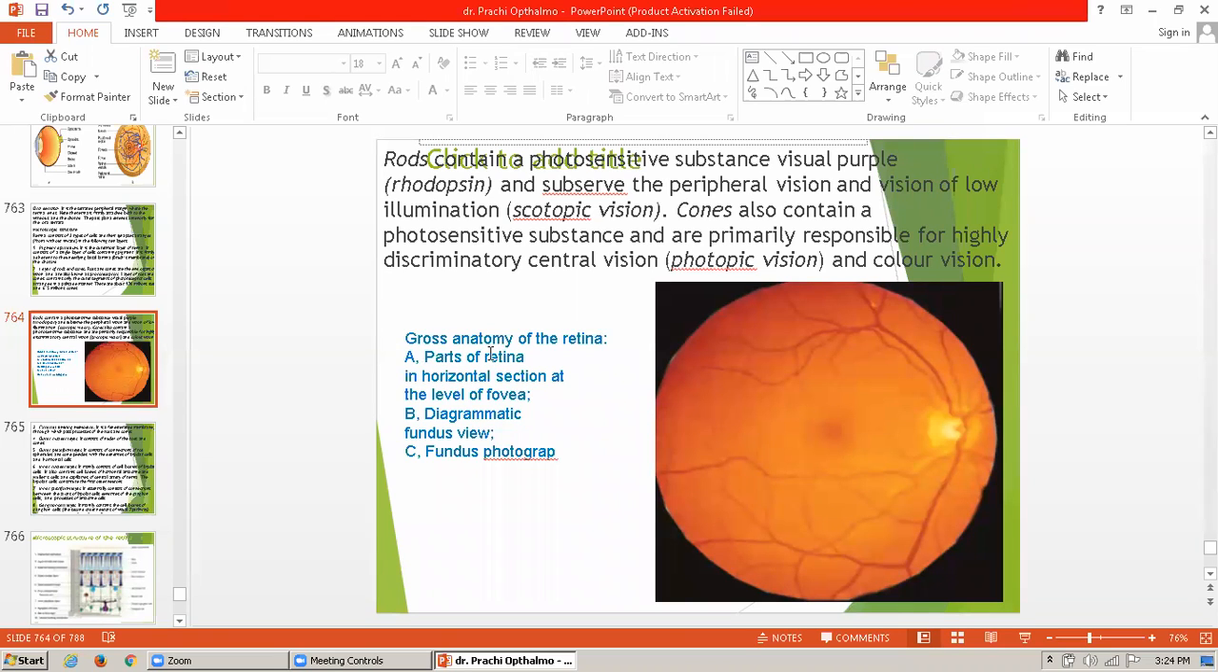A, that is the parts of the retina in horizontal section at the level of the fovea. B is the diagrammatic fundus view. C is the fundus photograph.